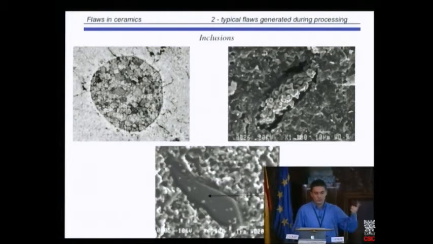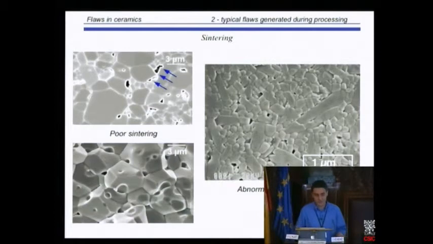We were talking about dispersion of slurries and so on. I think you were discussing that in previous talks. You have to use grinding media, and sometimes it happens that you have a grinding media pollution which is inside your ceramic. And so this is a pollution of a few microns, but this is enough to critically decrease the strength. And then you have sintering.